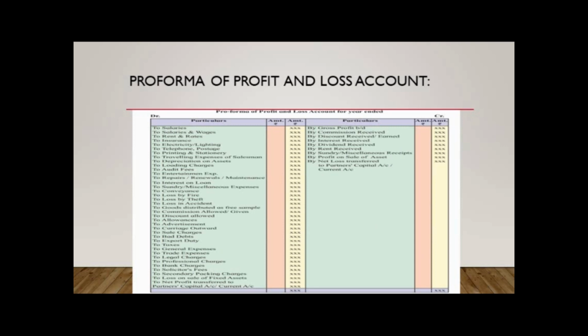See here, pro forma of profit and loss account. In profit and loss account, we record all office and administrative expenses, selling and distribution expenses, and all financial expenses. Again, profit and loss account follows the rule of nominal account, that is, debit side all expenses and credit side all incomes. Now the first item of profit and loss account should be on the credit side, gross profit.